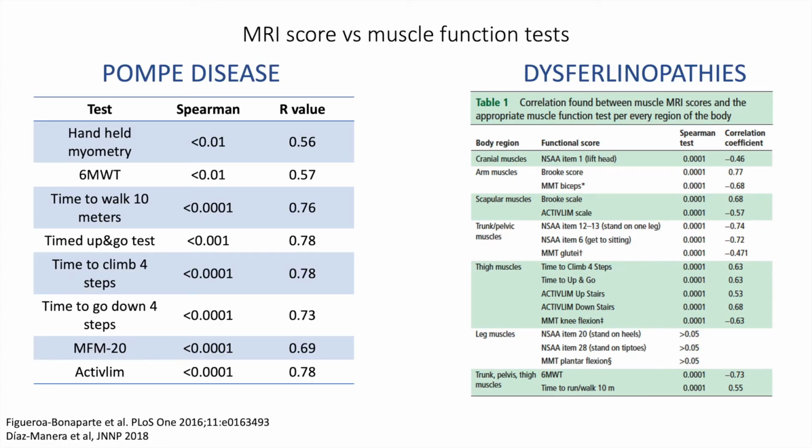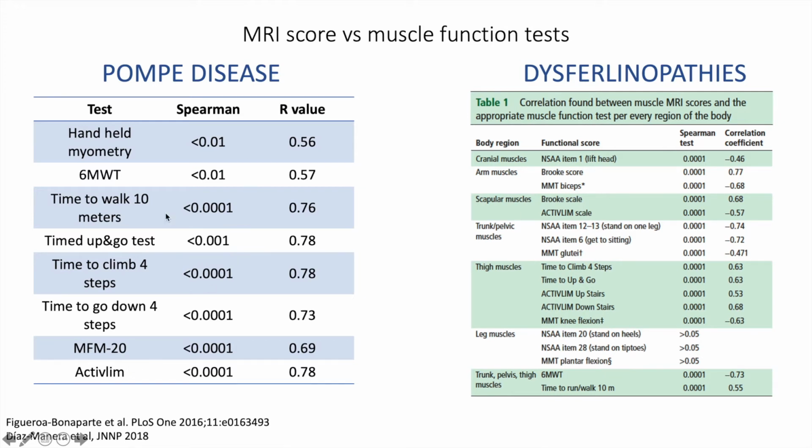But we also tried to correlate the amount of fat in MRI with other common functional tests that we perform and that are used in clinical trials, like for example muscle strength measured using handheld myometry, the 6 minute walking test, the time to walk 10 meters, the time to up and go test, the time to climb or go down 4 steps, and some more complex scales like MFM20 or the activities of daily living.